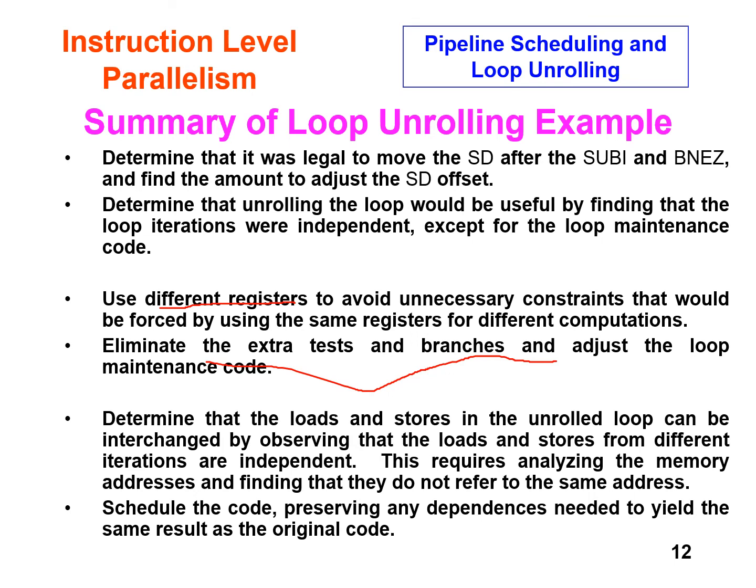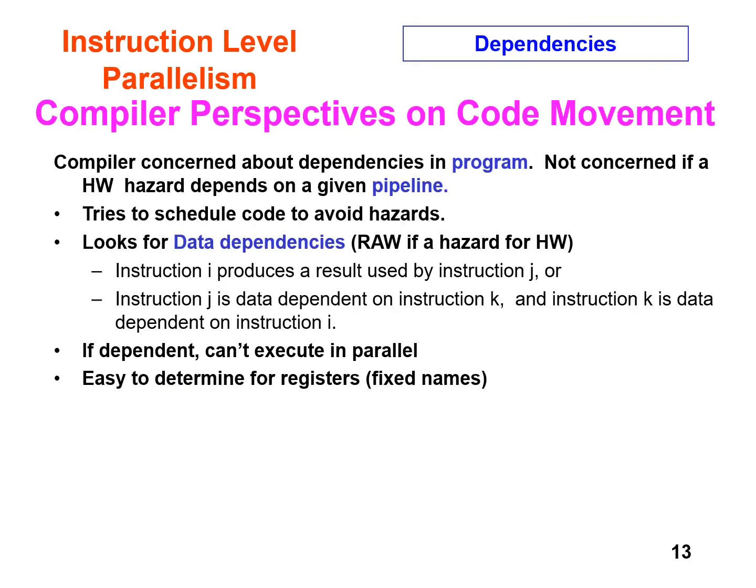Next, determine that the loads and stores in the unrolled loop can be interchanged by observing that loads and stores from different iterations are independent. So in each iteration the load and store should be independent of each other. And we can schedule, meaning we can rearrange the code, preserving any dependencies needed to yield the same result as the original code.